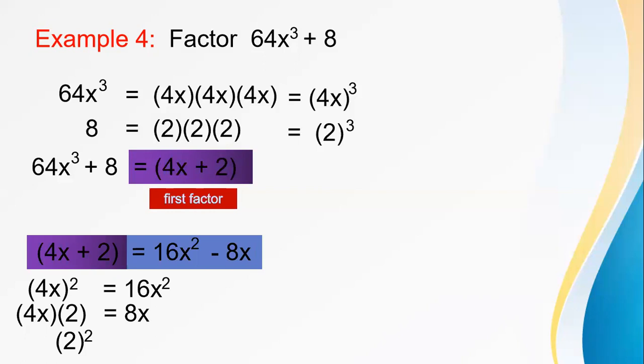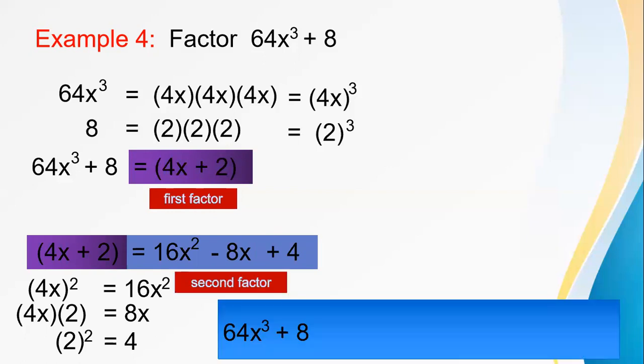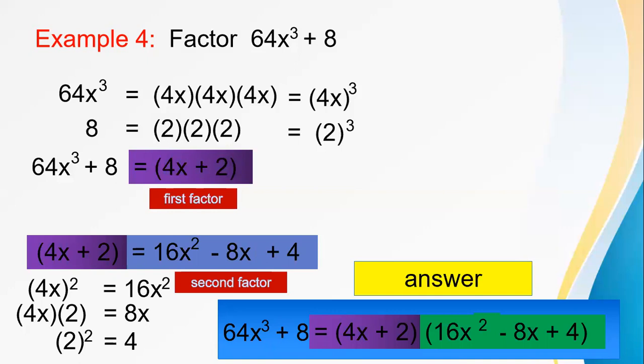And then, square the second cube root. So 2 squared means 4. So we have positive 4. So second factor, 64x cubed plus 8. So the given factor is 4x plus 2. And the second factor is 16x squared minus 8x plus 4. That will be your answer.